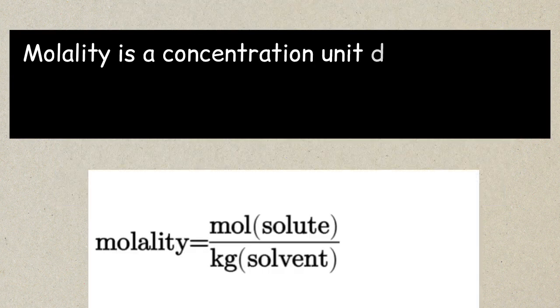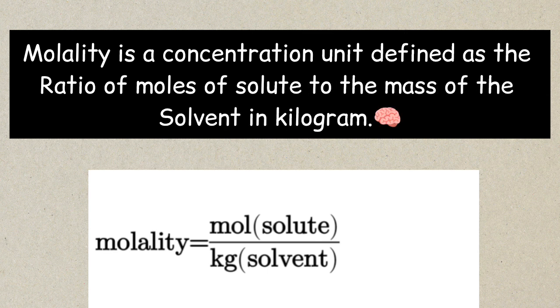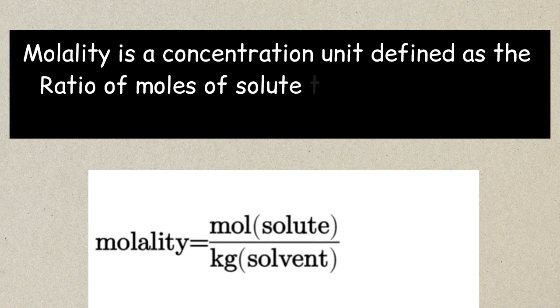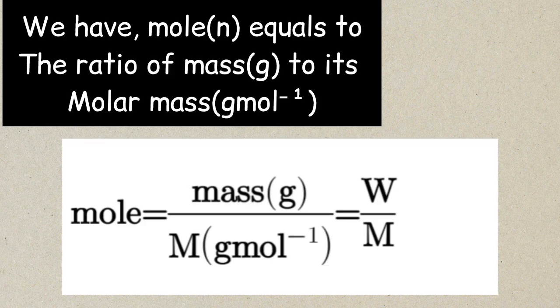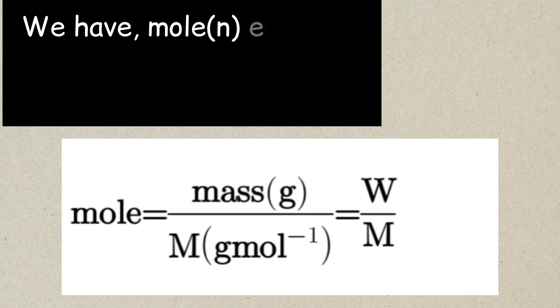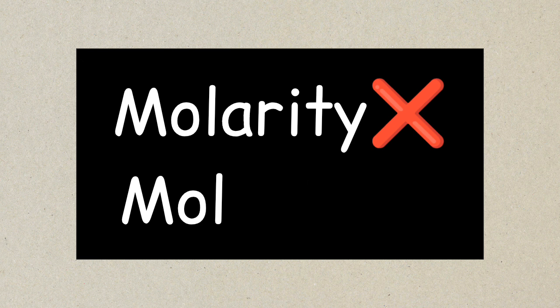Molality is a concentration unit defined as the ratio of moles of solute to the mass of the solvent in kilogram. Please be very careful while using all these formulas. Whatever is being given is what you should obey. We have number of moles equals mass over molar mass when dealing with some questions, or you can call it weight over molar mass. It's still the same thing. And also it is not molarity, it is molality, because molality is not affected by temperature, which is mainly what we need.